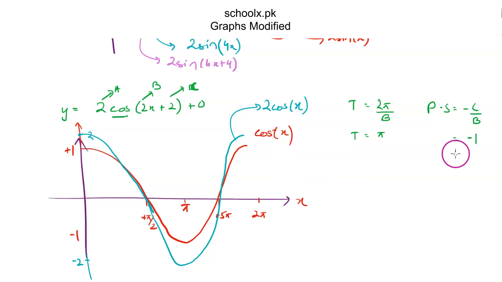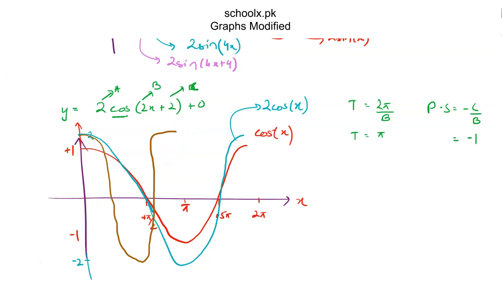Alright, so let's add B. This will be 2 cos 2x. Alright, so it will be the same graph, but it will be cramped up. The time period of this graph will be from 0 to pi. Alright, it will be somewhat like this. Alright, now let's add the phase shift.